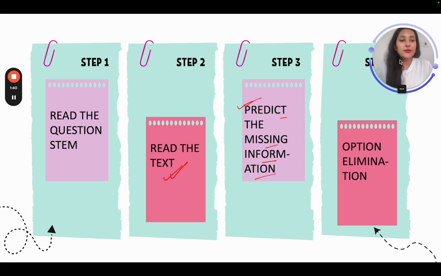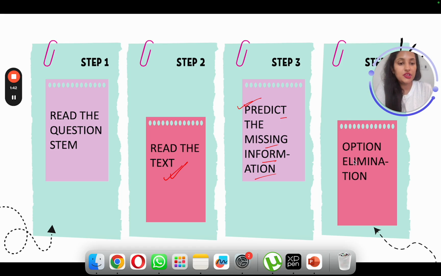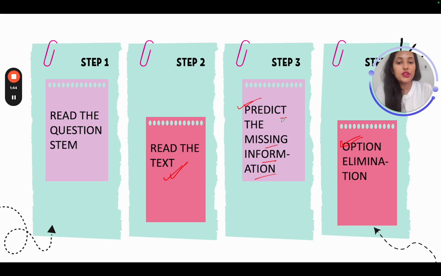The fourth and final step is option elimination. With this understanding, you will go ahead and eliminate your options. Now what we're going to do is take two examples. We're going to take two inference questions of two different difficulty levels. These questions are released by College Board. So please understand the steps that I'm going to take up and how I'm really doing it. You've got to understand that.